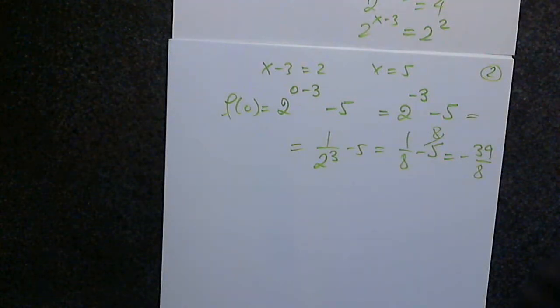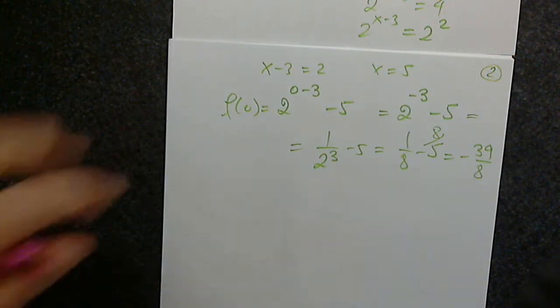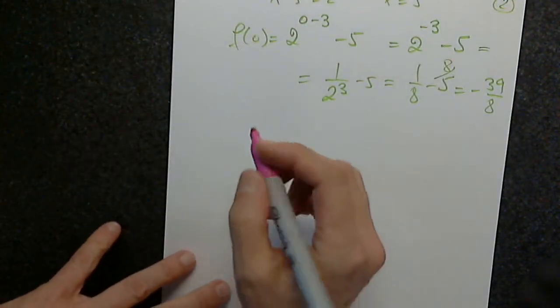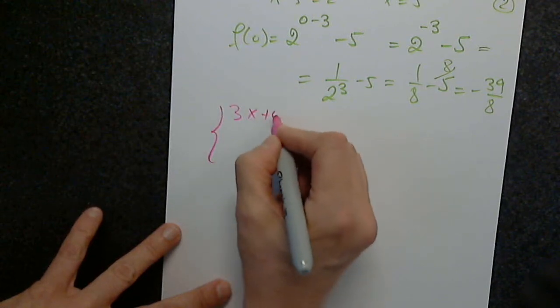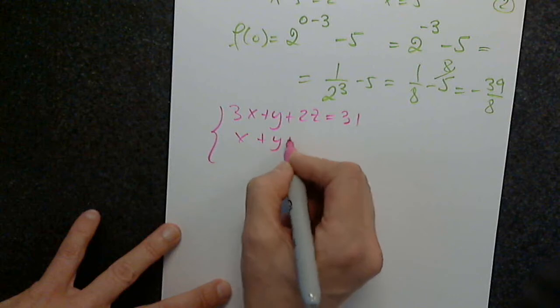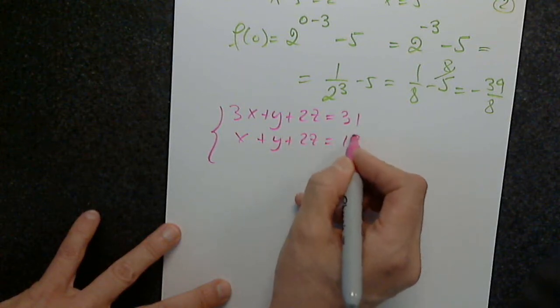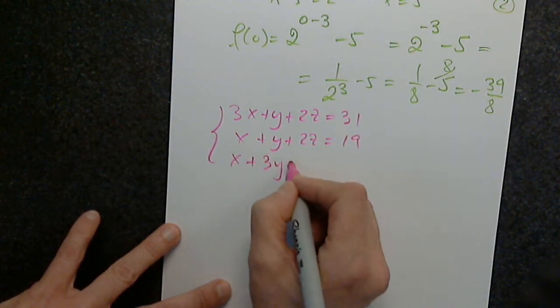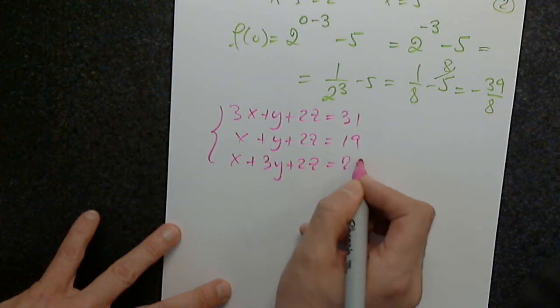Is there anything else from test 3 that we would like to go back to? Tony? The Gauss-Jordan? Gauss-Jordan, very good. Okay, I got it. So 3x plus y plus 2z equals 31, x plus y plus 2z equals 19, and x plus 3y plus 2z equals 25.